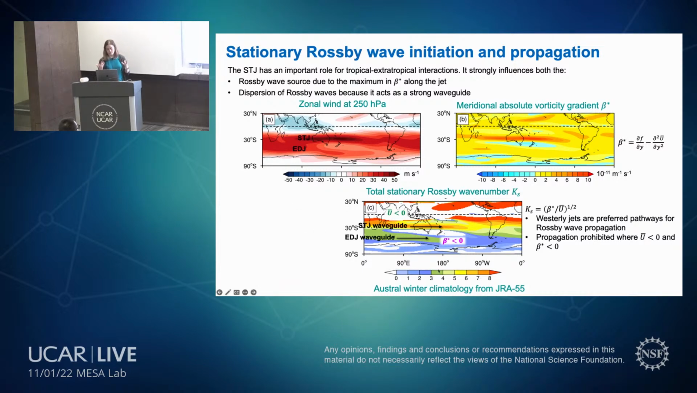And this pattern of KS also helps to illustrate where Rossby waves can and cannot propagate. So these local maxima in KS along the westerly jets are preferred waveguides for stationary Rossby wave propagation. And then there's also regions where Rossby waves are unable to propagate. So that's in the tropics, where there are the upper tropospheric mean easterlies. And there's also this isolated region on the poleward flank of the subtropical jet, where that meridional gradient of absolute vorticity becomes negative. And so this should act as a barrier for Rossby wave propagation. And that's an important part that I'll discuss in the first part of this talk.